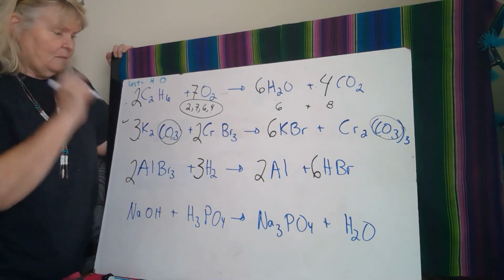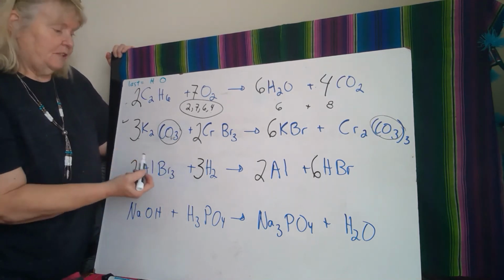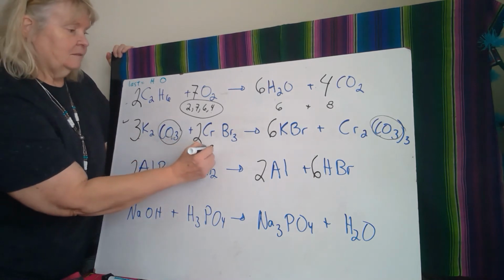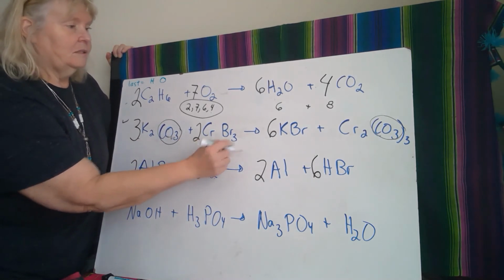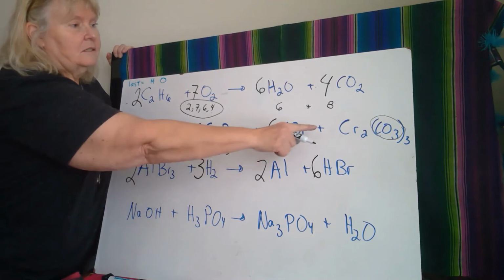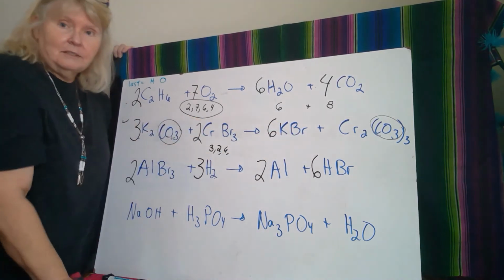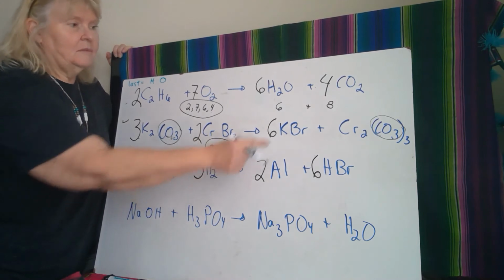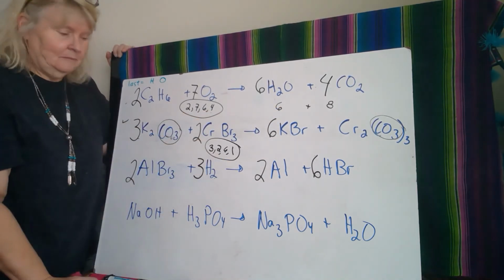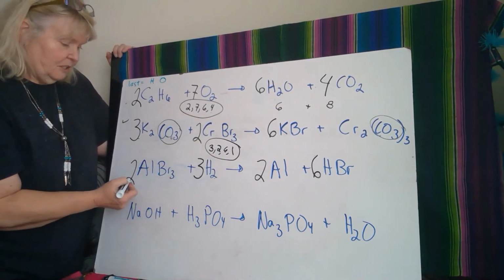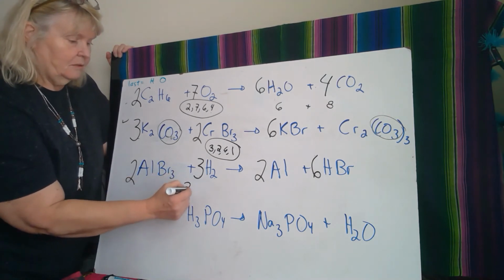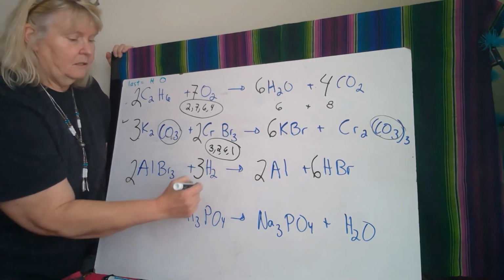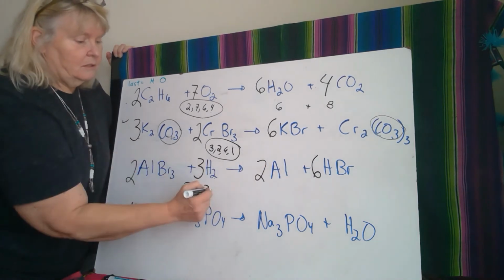Okay, now let's go back and check what our coefficients are. I have 3, then I have a 2, I have a 6, and I have nothing there. Do not put 0. Put a 1, because just by writing it, you have 1. All right, what are my coefficients on this? I have 2, 3, 2, 6.